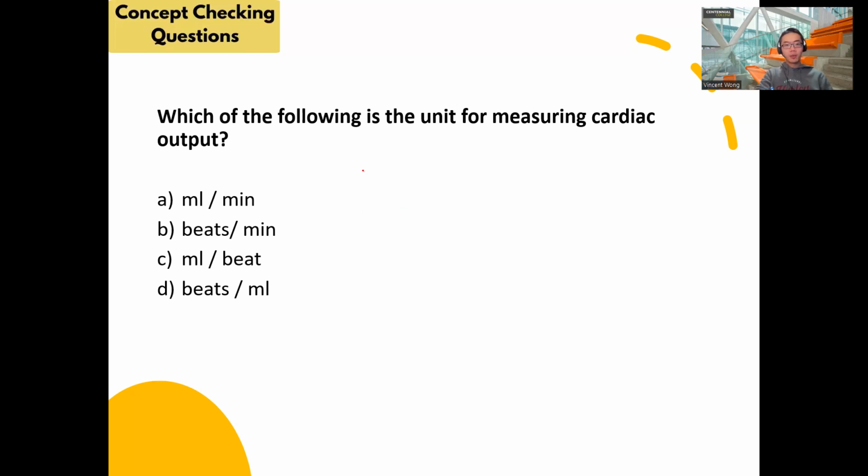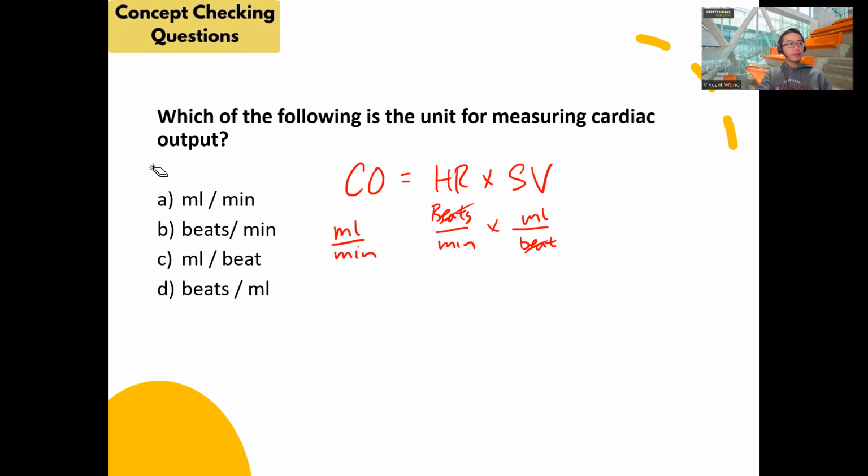We learned about cardiac output last class. Cardiac output is heart rate multiplied by stroke volume. Heart rate is beats per minute. Stroke volume is how much blood you pump out per beat, volume as in milliliters. If you cross them out and multiply it, then the unit for cardiac output is milliliter per minute. And so the correct answer is A.